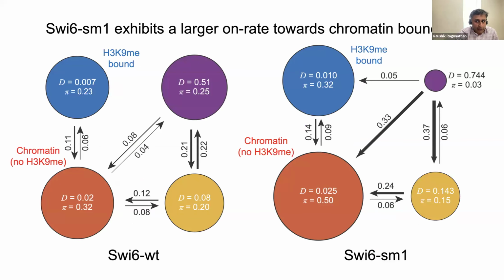We can also calculate the transition probabilities across these different states. As I told you, each of these states corresponds to different diffusion coefficients, and SY6 predominantly transitions between adjacent mobility states. But what happens in the case of the SY6 SM1 mutants is significant non-adjacent transition probabilities that I actually see, and a large population of molecules that now reside in both the chromatin bound and the H3K9 methylation bound states.